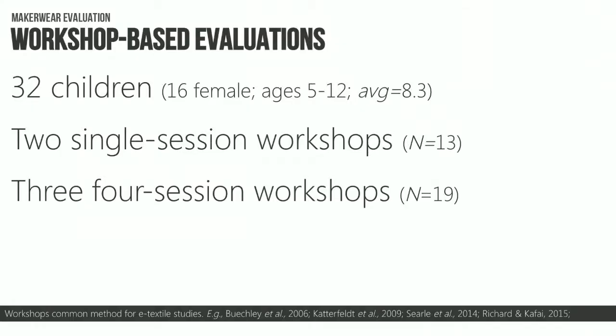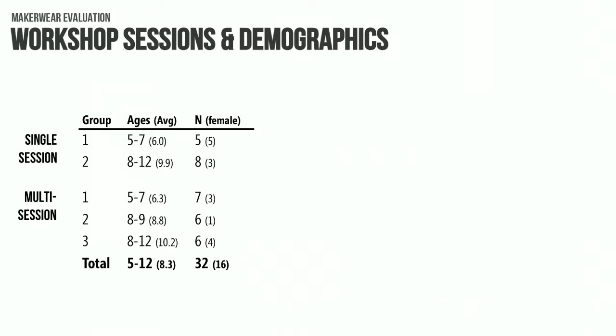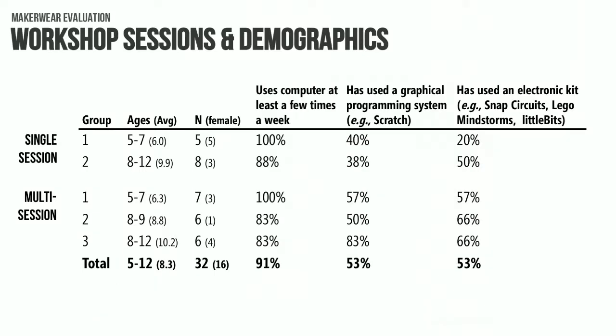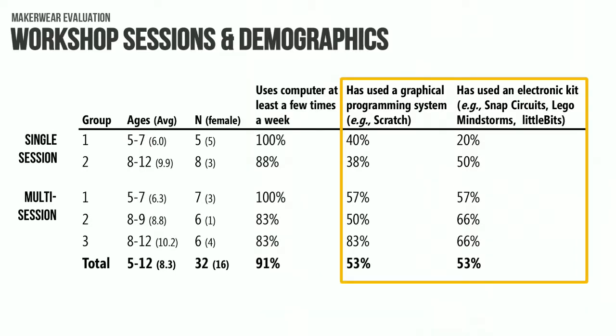So in terms of our evaluation, we did these workshop-based evaluations with 32 children. The average age was 8, and we had 16 female. We did 2 single-session workshops and 3 4-session workshops. The workshops themselves were divided based on age. And we also did a pre-questionnaire that measured technology experience. 90% reported using a computer at least once a week, and 50% reported previous experience with programming toolkits like Scratch or electronic kits like snap circuits.